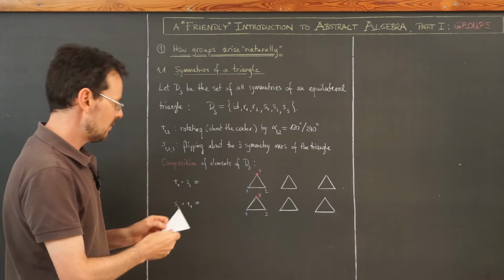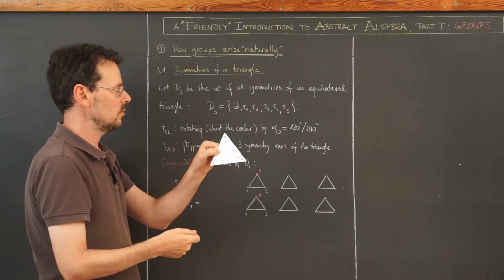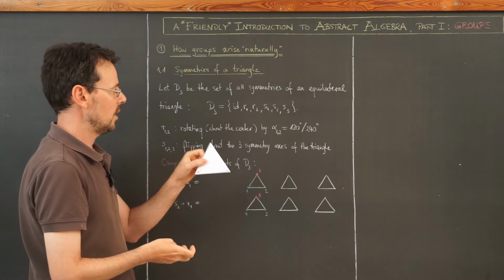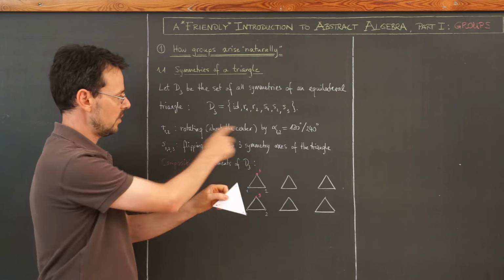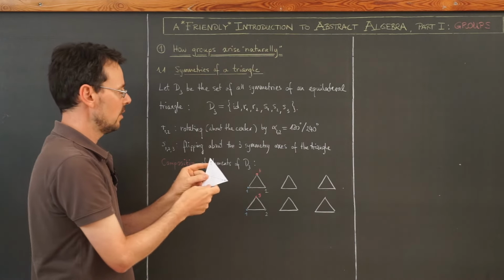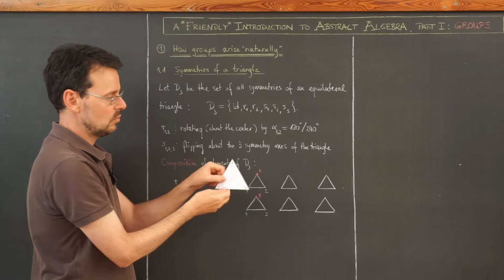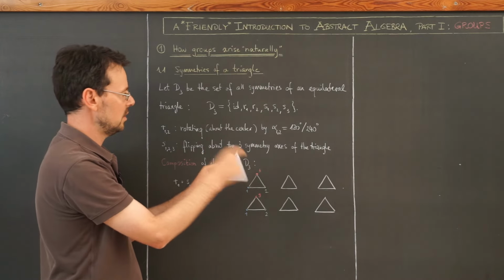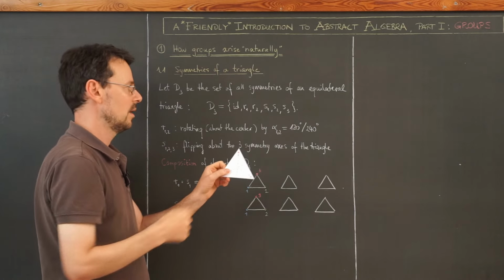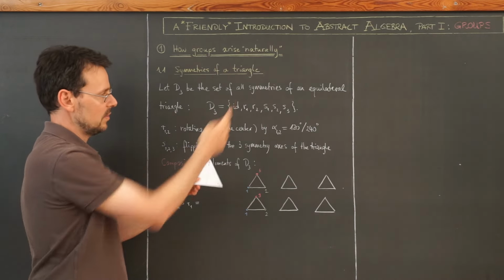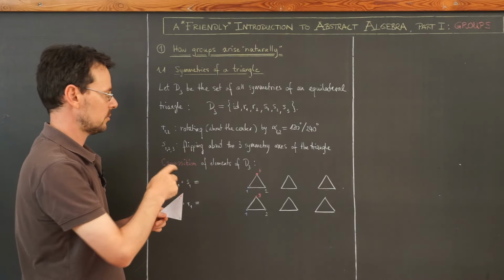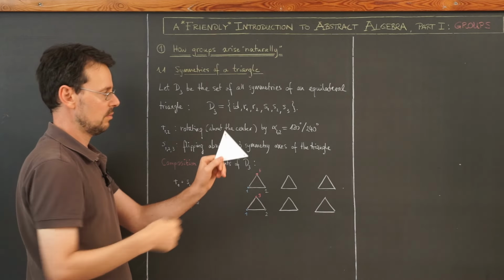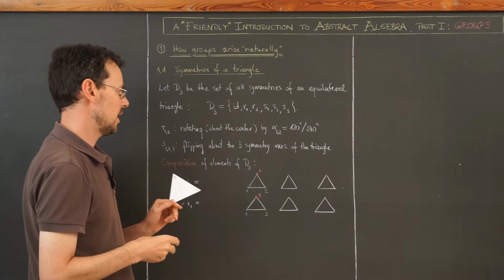What do we have? We have the identity, which does nothing to the triangle. Then we have R1. This rotates the triangle by 120 degrees counterclockwise and about the center of this triangle. And R2 rotates by 240 degrees. And if you wish, you could call the identity R3 because then you have rotated by 360 degrees. But obviously this is not really a rotation. And then we have the 3 reflections which flip about the 3 different symmetry axes of the triangle.